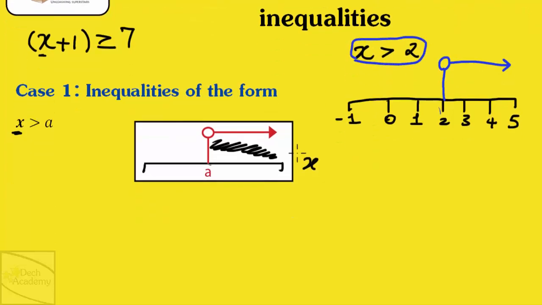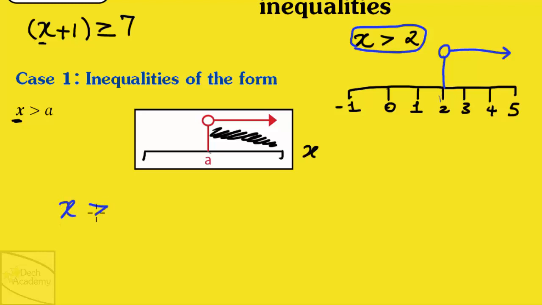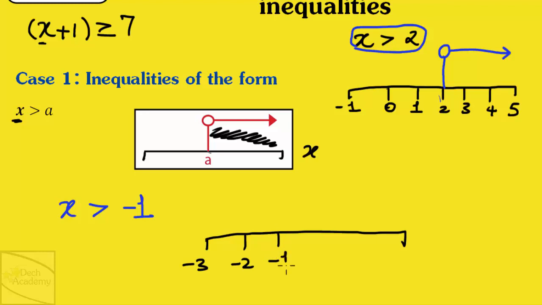And I'll do another example. For the inequality x is greater than minus 1, just draw another number line that contains minus 1. So start with minus 3, minus 2, minus 1, 0, 1, 2, 3. This number line contains possible values of x. I want to show the values of x that satisfy this inequality. X has to be greater than minus 1.